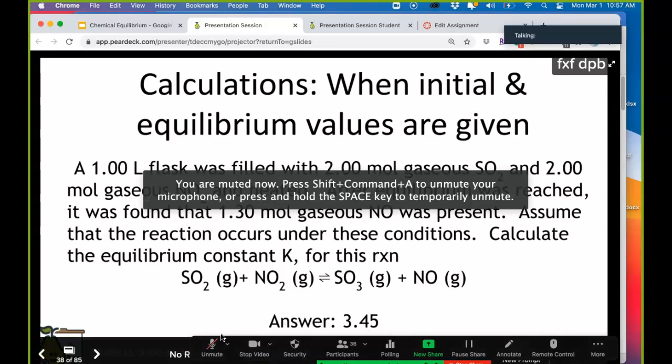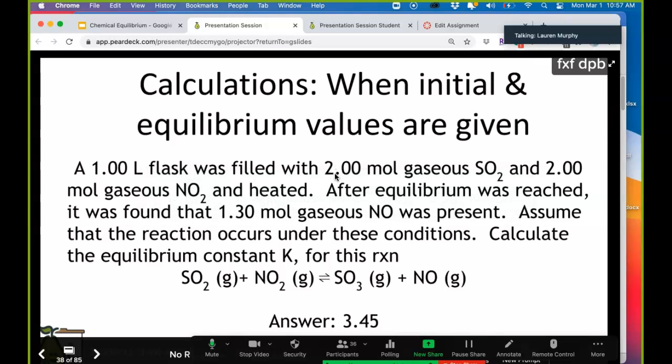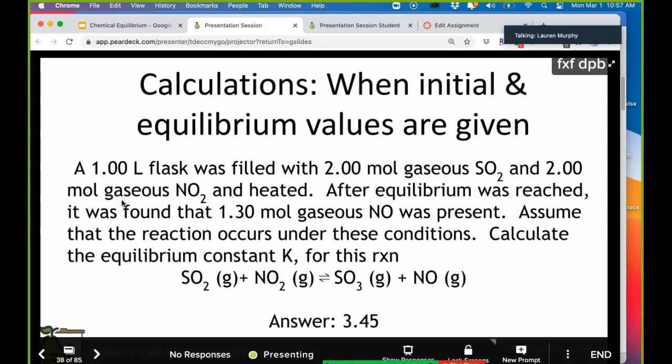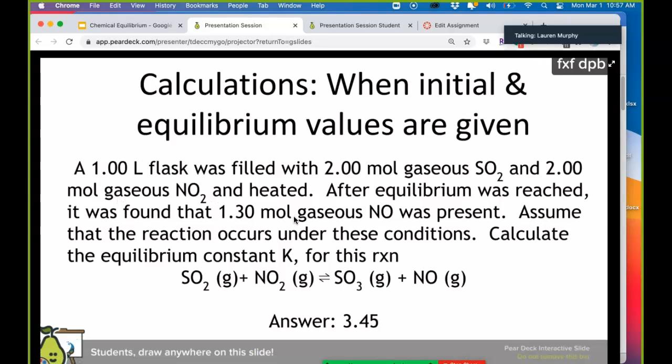Okay, so we have a 1 liter flask, which is really nice to get molarity. 2 moles divided by 1 liter is 2 molar. I have 2 gases at the beginning of a reaction, so initially, and then they give you an equilibrium value of one of the gases present at equilibrium. They want you to calculate K.